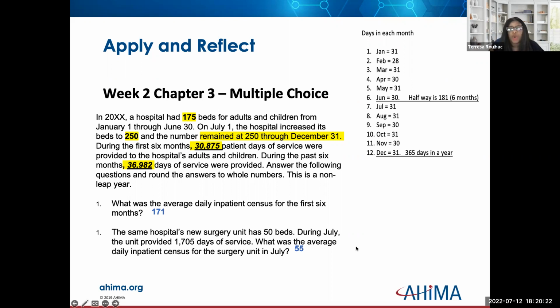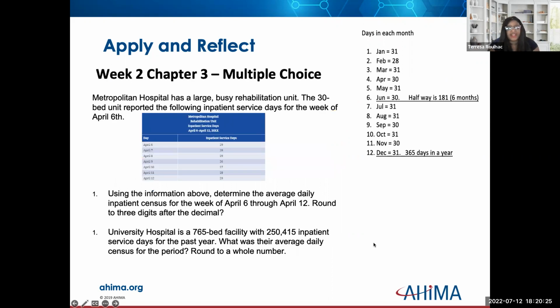We're not done. We have a couple more things to cover. All right. Now, here you'll notice that you have a chart. Your metropolitan hospital has a large, busy rehabilitation unit. The 30-bed unit reported the following inpatient service days of the week of April 6th. Okay. Now, these questions, we're looking at the information that has been provided, and we're paying close attention to rounding to 3 digits after the decimal, because that's what we need to look at.